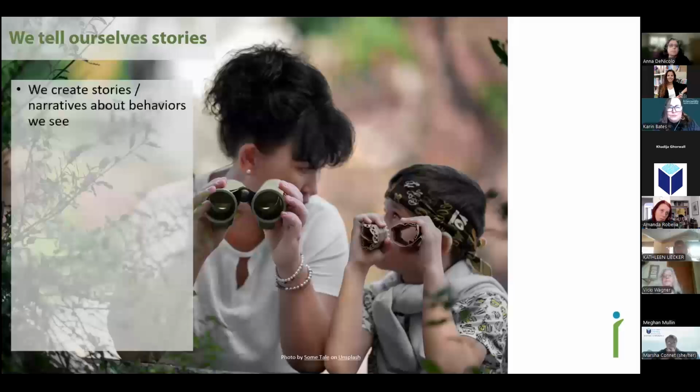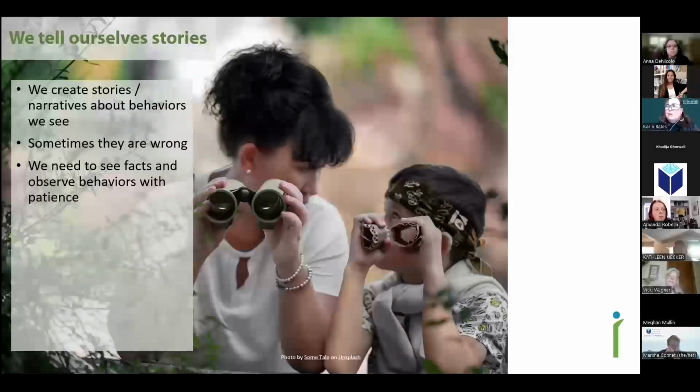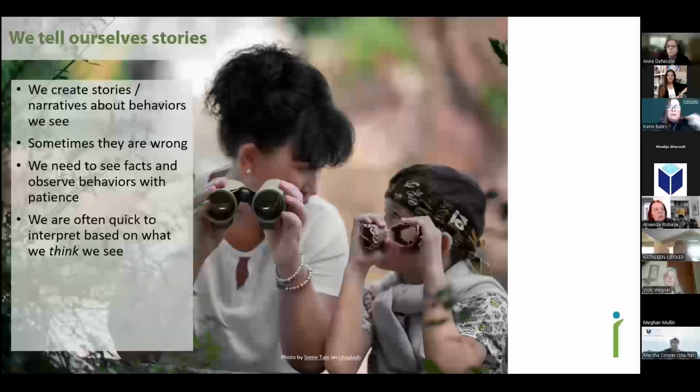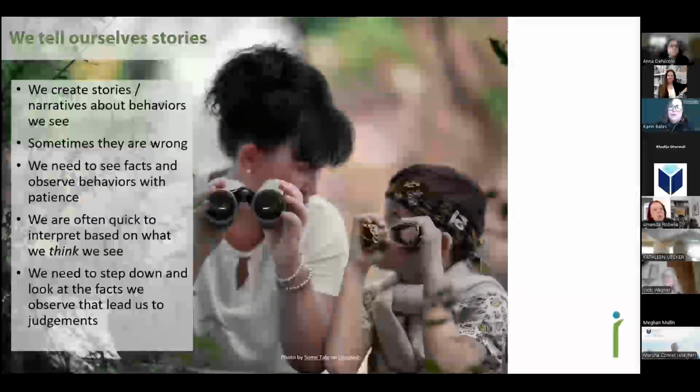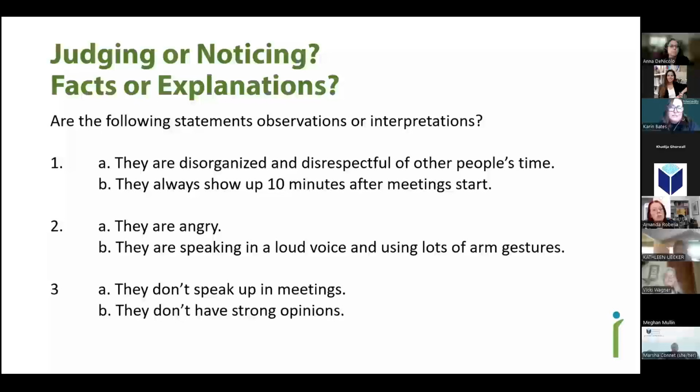Another tool is that we create stories and narratives about behaviors that we see, and sometimes they're wrong. So we need to see facts and observe behaviors with patience and take a step back, because we're often quick to interpret based on what we think we see. If we step down and look at the facts that lead us to those judgments, we can begin to approach things a little differently.